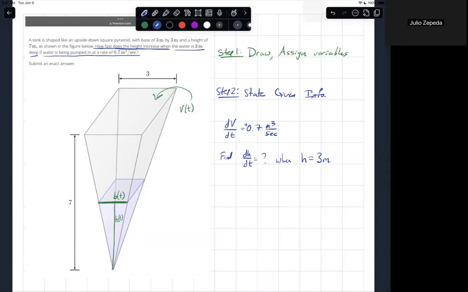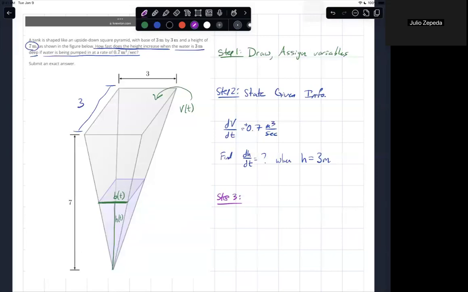Now we're also given a couple of values here. We're given the height of the entire square pyramid, and then the base length, 3 meters by 3 meters. Okay, so let's go ahead and move on to step number 3, which asks us to find an equation relating the variables involved in the problem. So the variables are v, h, and there is a base length as well.